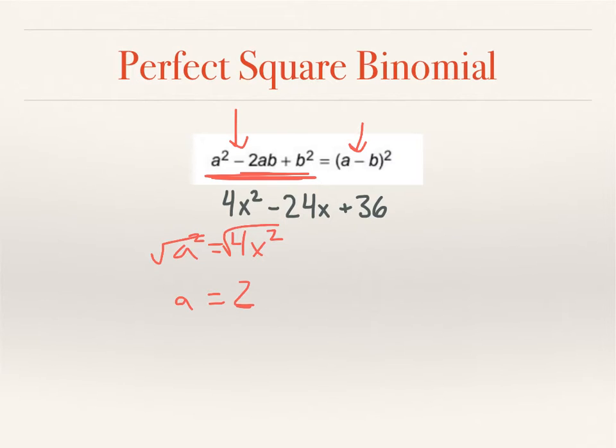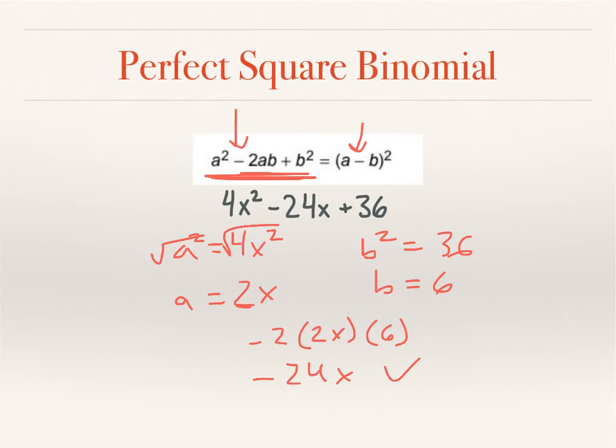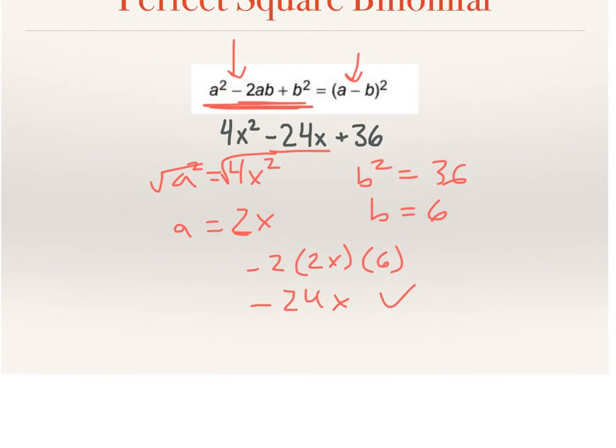What's our A? 2x. Now our B squared is 36, so just B is 6. So if we do negative 2 times A times B, so negative 2 times 2x times 6, what do we get? Negative 24x. So that's what we have in the middle, so now we can use our shortcut.